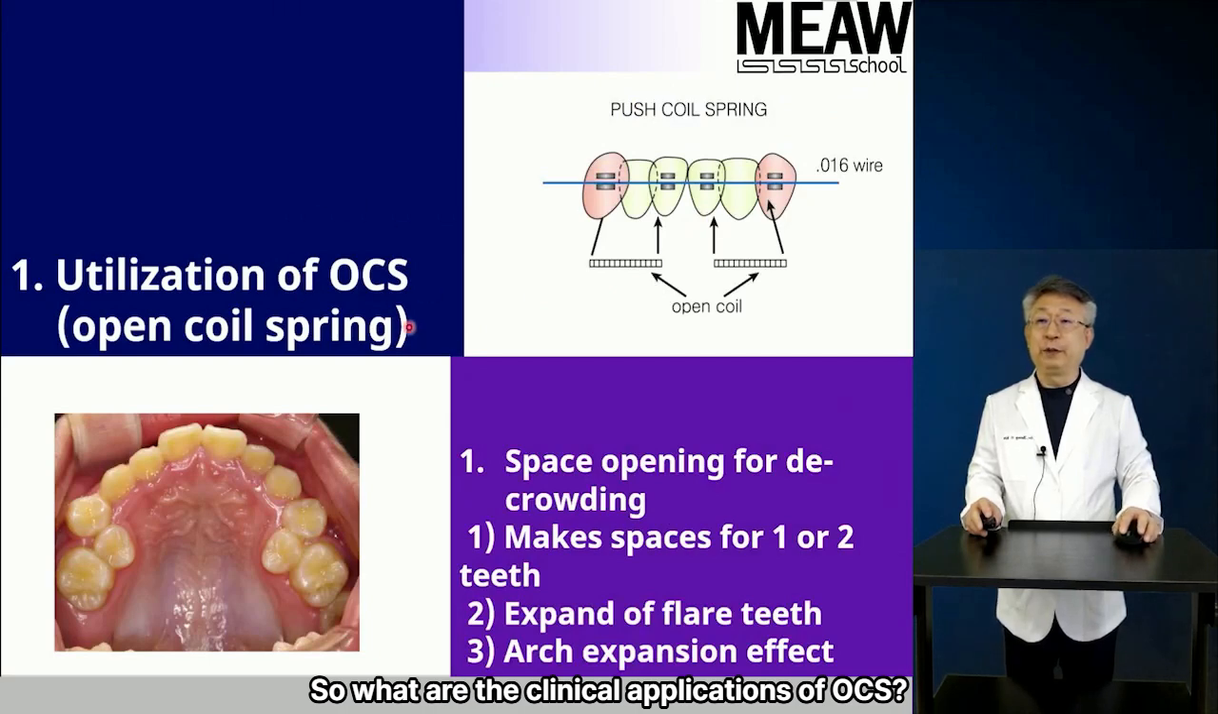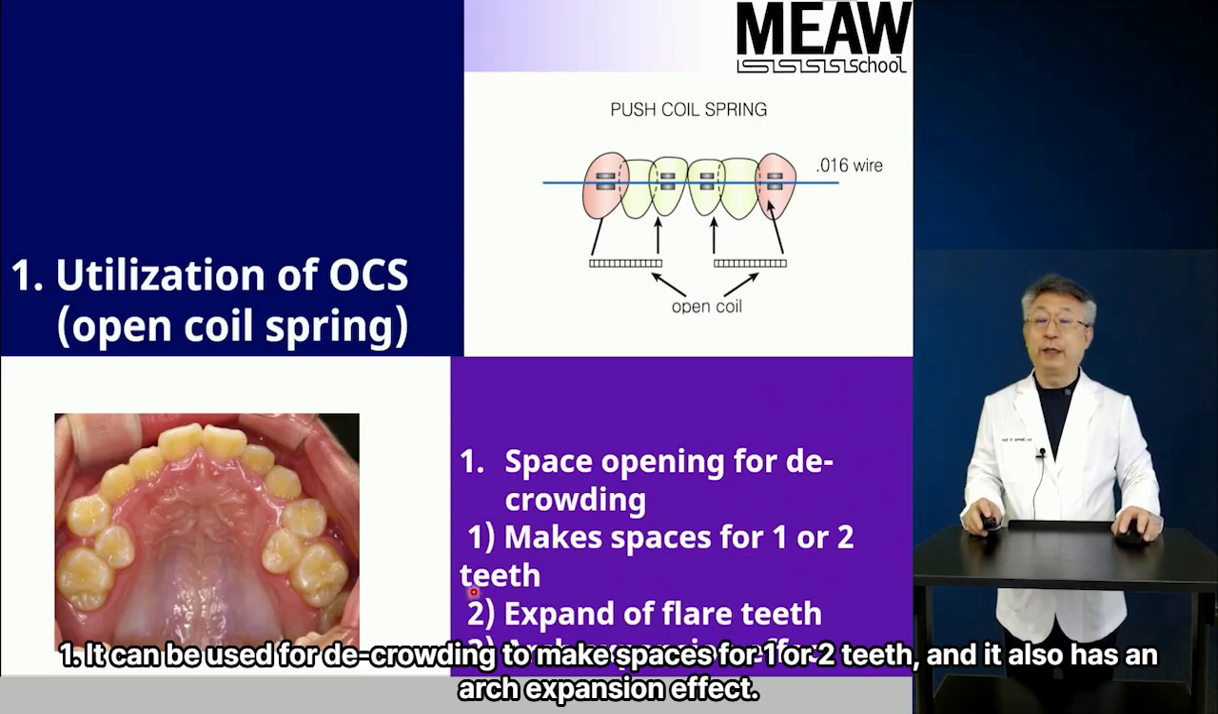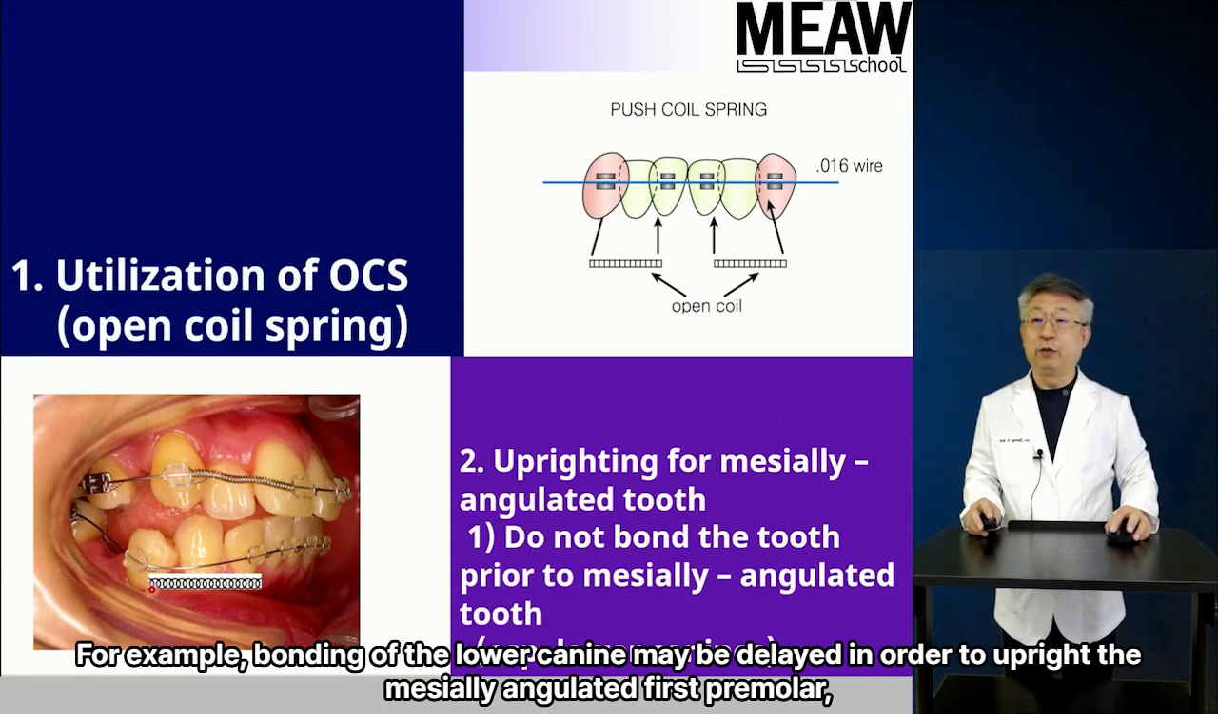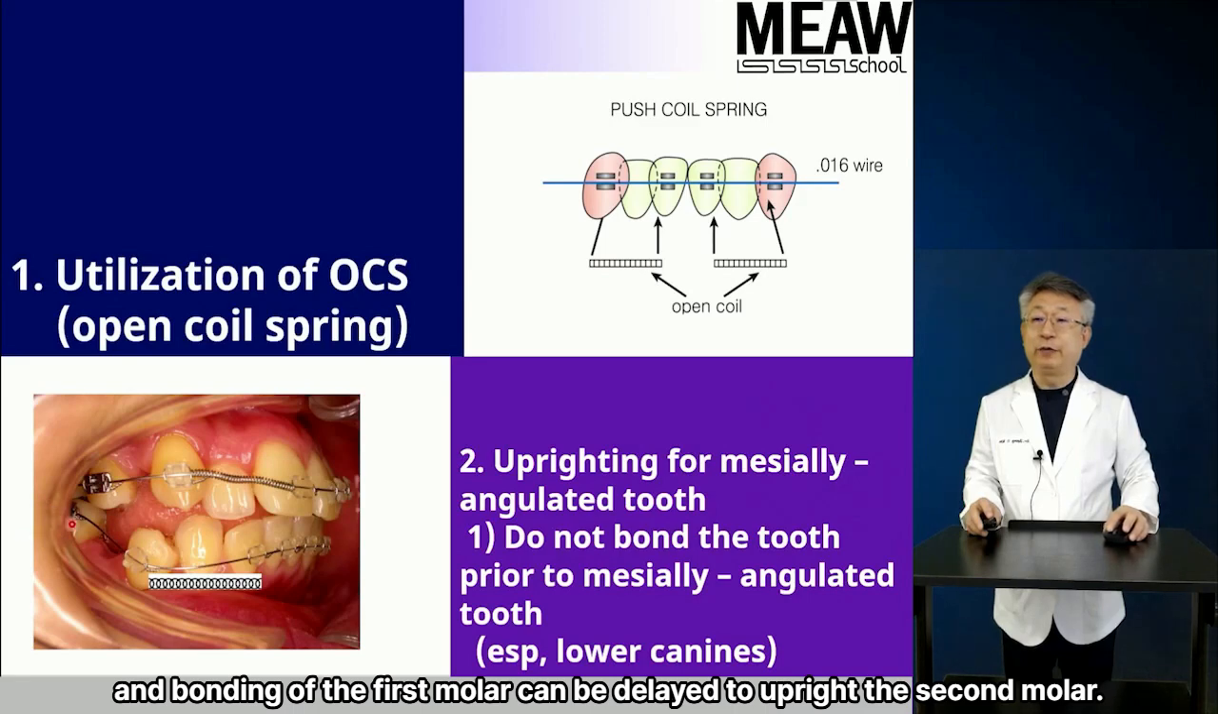So what are the clinical applications of OCS? 1. It can be used for decrowding to make spaces for 1 or 2 teeth, and it also has an arch expansion effect. 2. It can also be used to upright a mesially angulated tooth, and the mesial adjacent tooth should not be bonded in order to leave space for OCS. For example, bonding of the lower canine may be delayed in order to upright the mesially angulated first premolar, and bonding of the first molar can be delayed to upright the second molar.